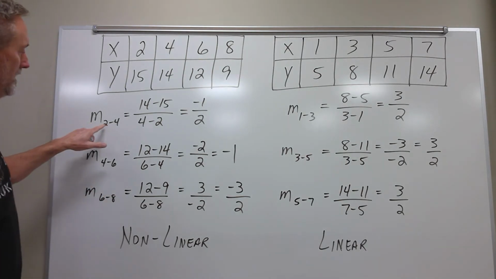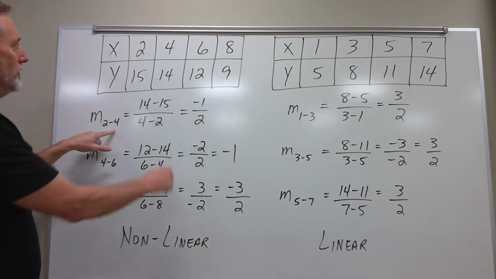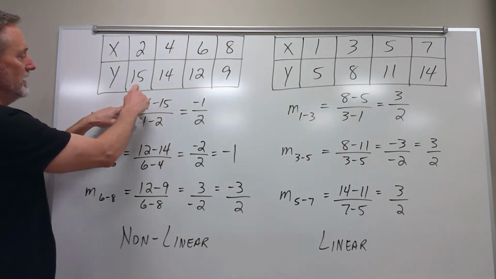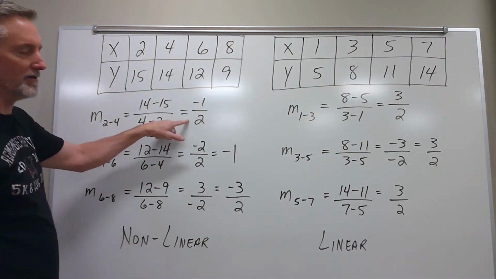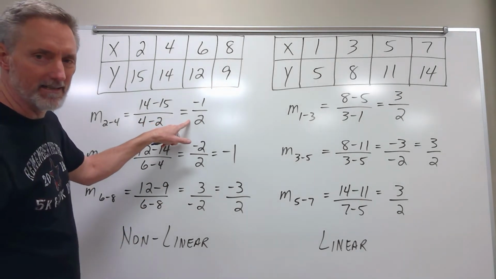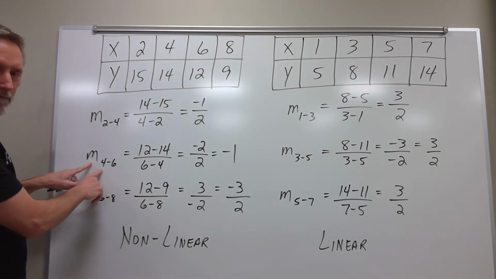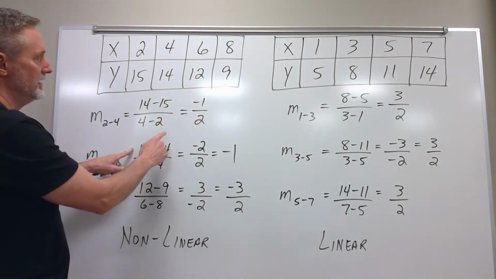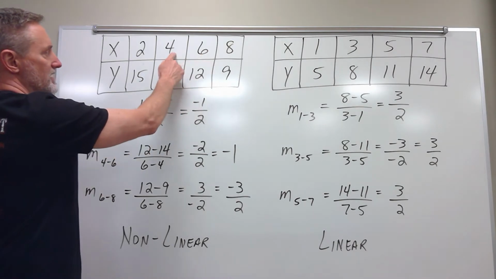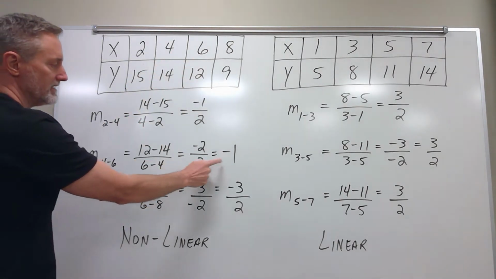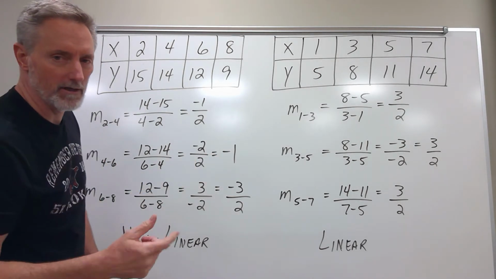The slope from x equals 2 to x equals 4, so I'm checking these points right here, is y minus y over x minus x, works out to -1/2. Now, if they all work out to -1/2, then I can say it's linear. So I check the slope from 4 to 6. All right, I did this one, 12 minus 14 over 6 minus 4. Y minus y over x minus x. And this time it changed to -1 after I simplified it.